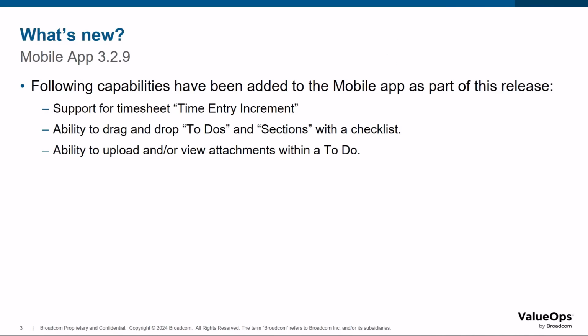The second thing we are going to support is the ability to drag and drop to-dos within the checklist, as well as drag and drop the sections within the checklist. And third, we are going to support the ability to upload and view attachments within a to-do itself. This functionality is being made available in conjunction with the same functionality in the Clarity application also. For details on the attribute and how the attaching to a to-do can be used, you should refer to the collaborative work management section.